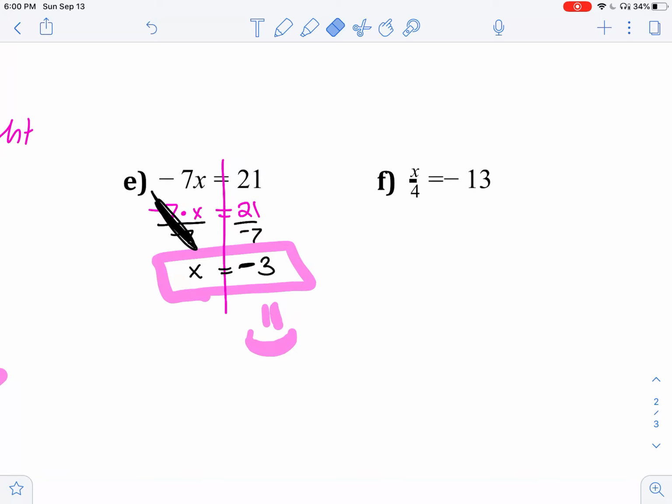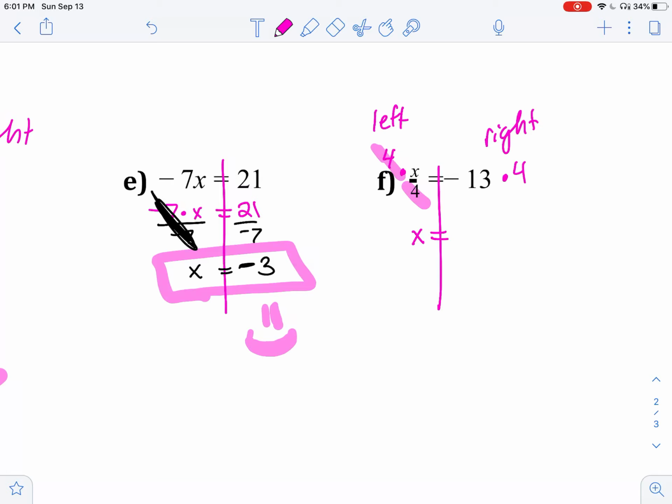So what we have to do in order to get rid of division is the opposite operation. The opposite of division is multiplication. So if I'm dividing by 4, to get rid of it, I need to multiply both sides by 4. So I'm going to multiply the left side by 4, and I'm going to multiply the right side by 4. When I multiply the left by 4, the 4 and the 4 cancel each other out, leaving me with just an x on the left-hand side.